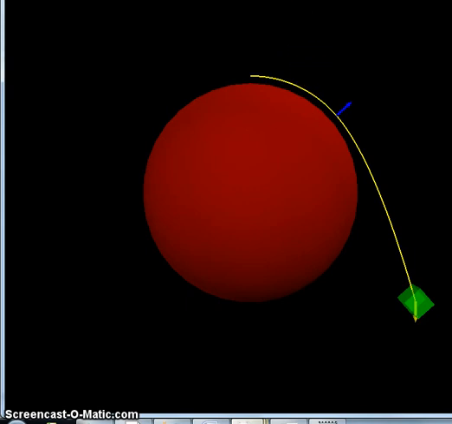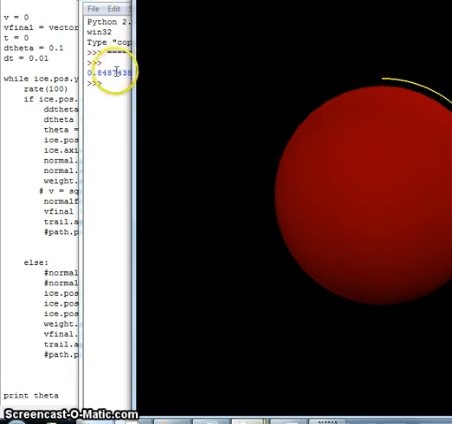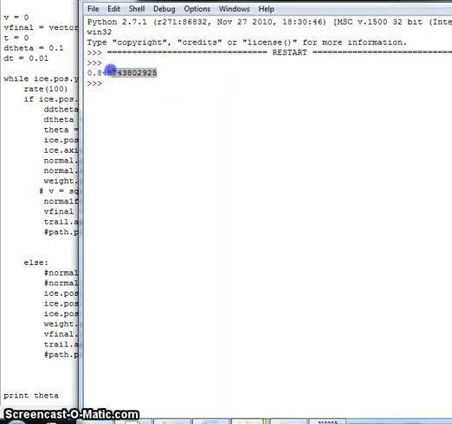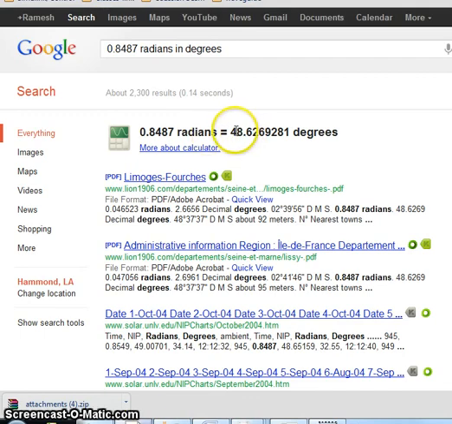One more thing about the angle at which the ice cube leaves the surface, which is over here. This is the angle. In radians it is 0.8487, and the degree equivalent of that is 48.62 degrees. So that's it.